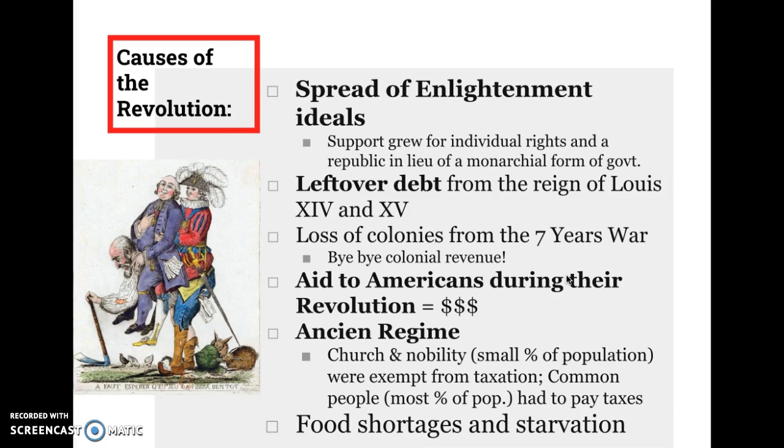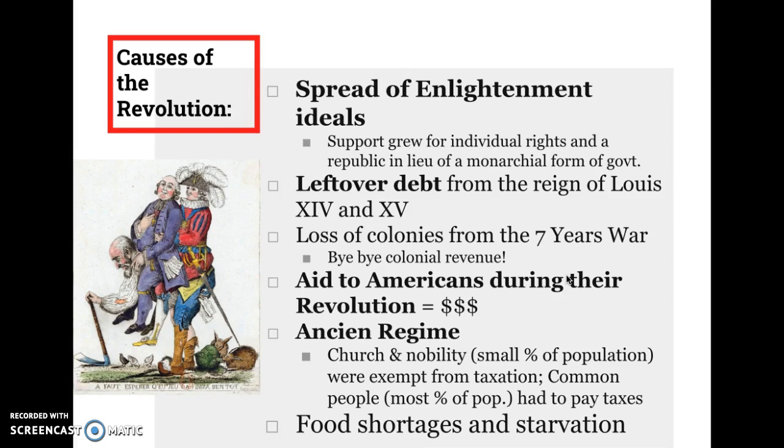Then you also have the system that was in place in France for many hundred years known as the Ancien Regime, also known as the Old Regime or Ancient Regime. It was basically the way that taxes would work in France. Essentially, the church and nobility, the upper echelon of society and the smallest percentage of the population, were completely exempt from taxation. The common people, who of course made up the bulk of the population, had to pay all the taxes in France. Obviously not equitable, and definitely did not go over very well.